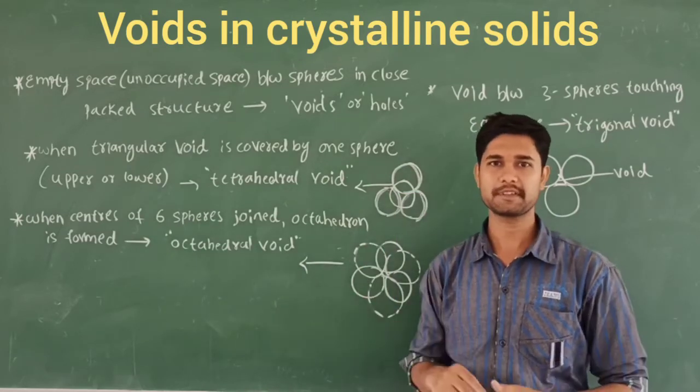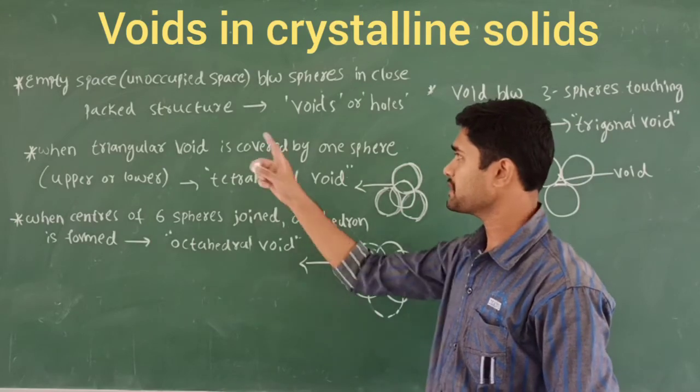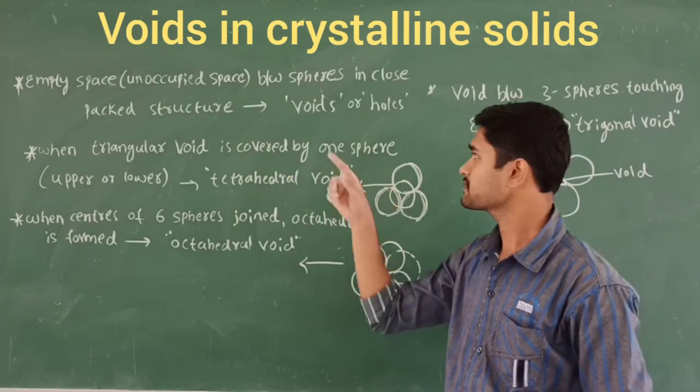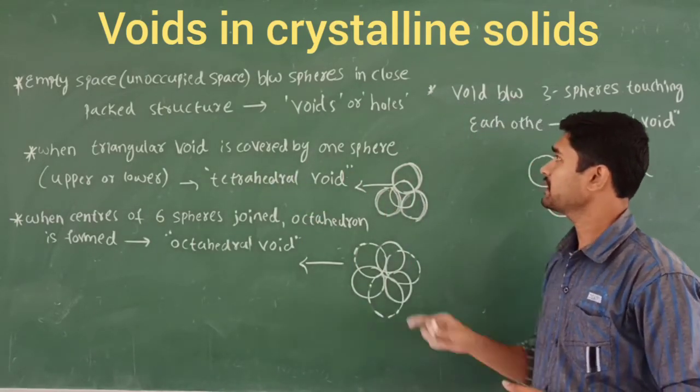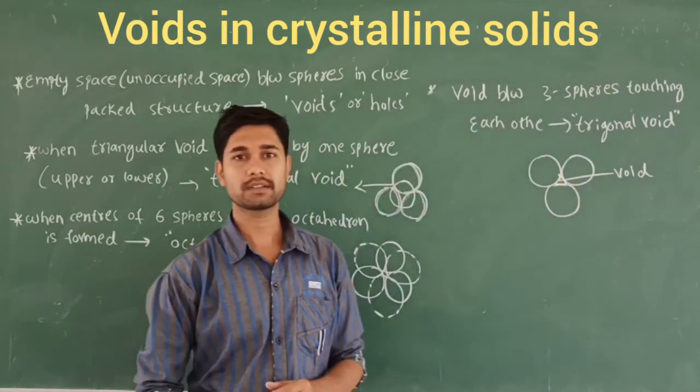Let us discuss a small subtopic called the voids. Voids is nothing but the empty space. Let us take the definition. Voids can be defined as the empty space or unoccupied space between the spheres in a close packed structure, that we are going to call the voids or the holes.